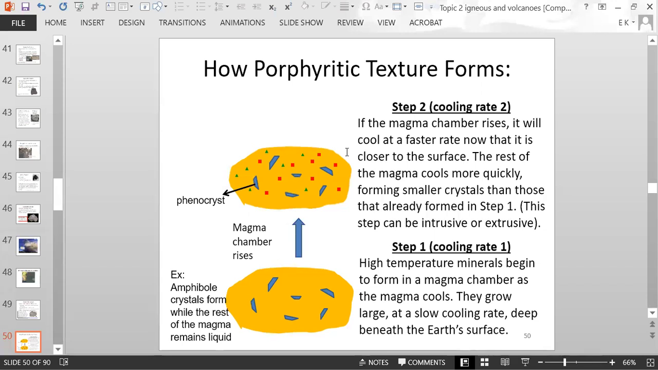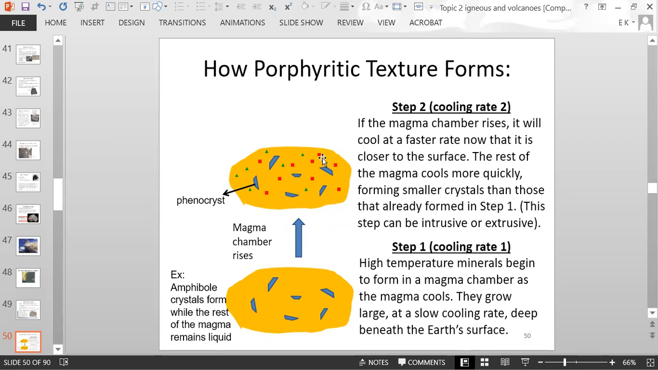So then step two, if the magma chamber were to rise closer to the surface of the Earth, the rest of the liquid magma is going to then cool at a faster rate because it's at a cooler temperature closer to the Earth's surface. So when the magma cools more quickly now, it's going to form smaller crystals than those that already formed in step number one. So then your larger crystals are called your phenocrysts, and then the rest of the rock is going to be smaller crystals, and that is your ground mass or matrix.